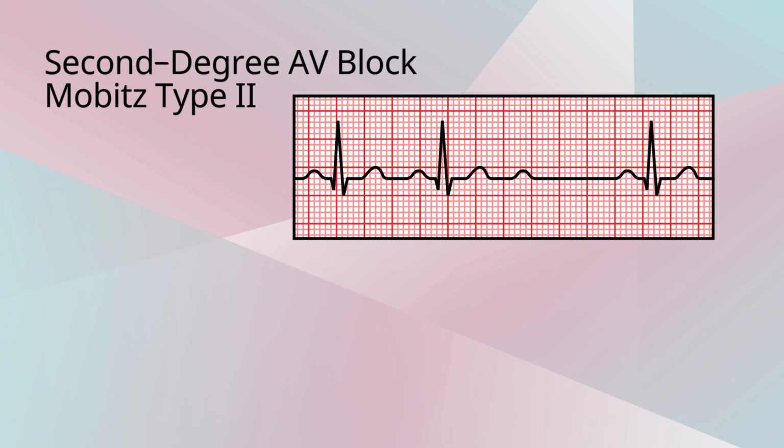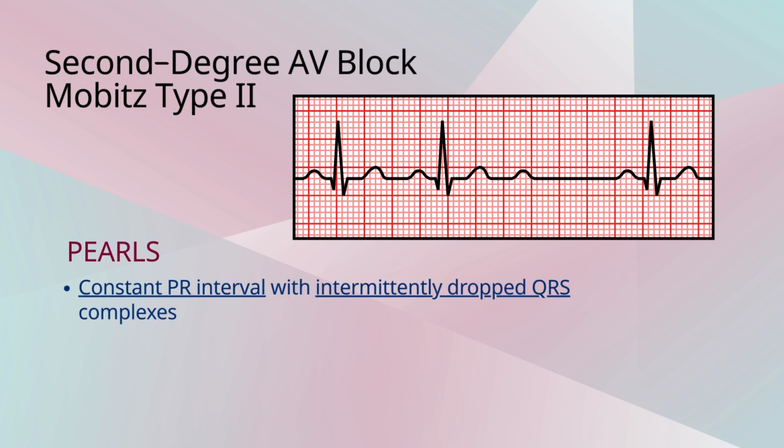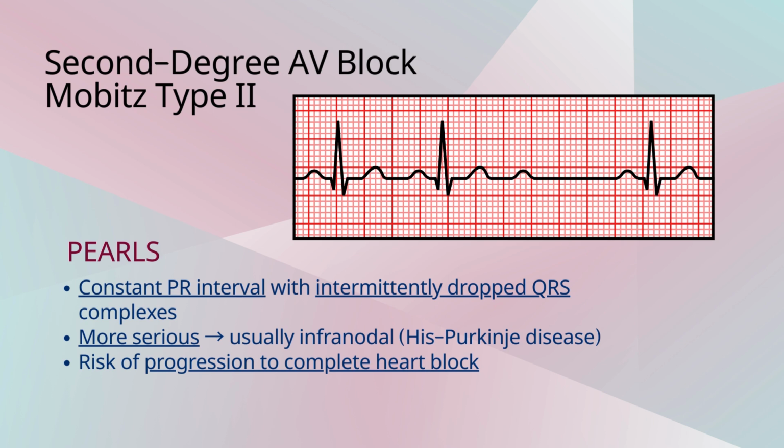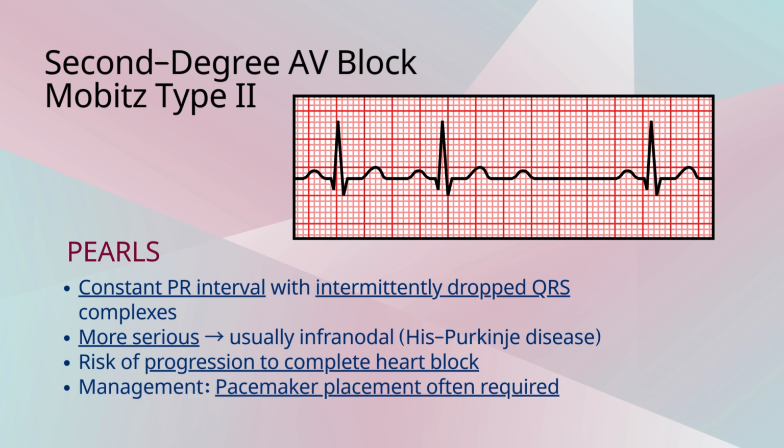In second degree AV block, Mobitz type 2, the PR interval is constant, but suddenly a QRS is dropped without warning. So it doesn't have the progressive PR interval, it just drops a QRS out of nowhere. This one is more serious because it often indicates pathology lower in the conduction system, and it can progress to complete heart block. So because of this, a pacemaker is often required.